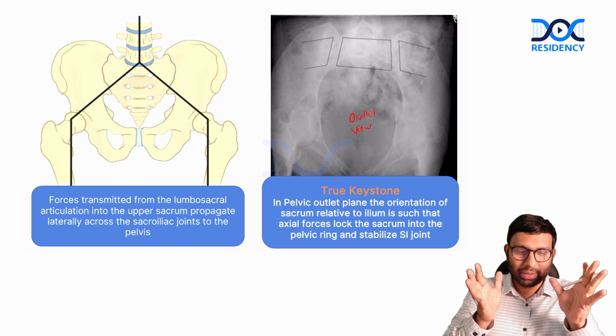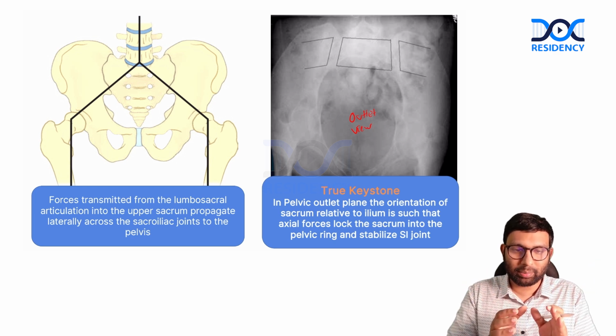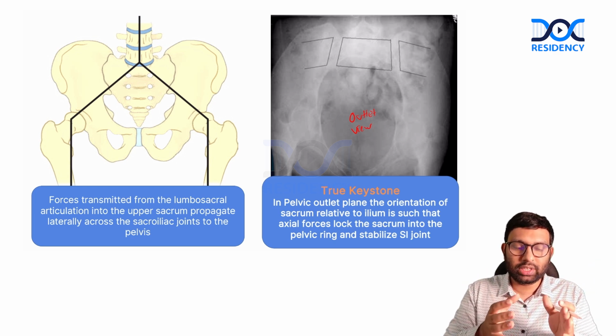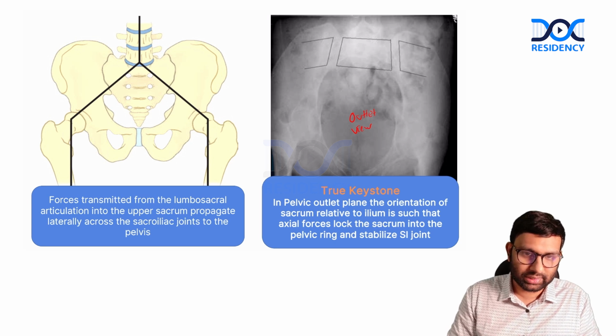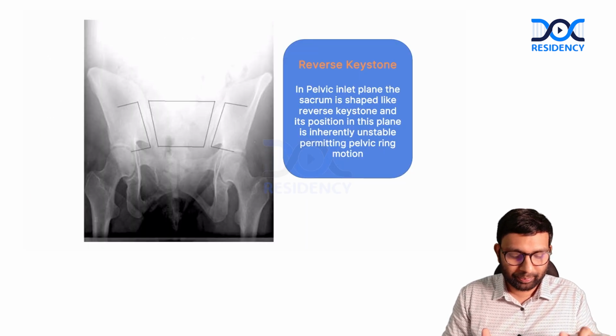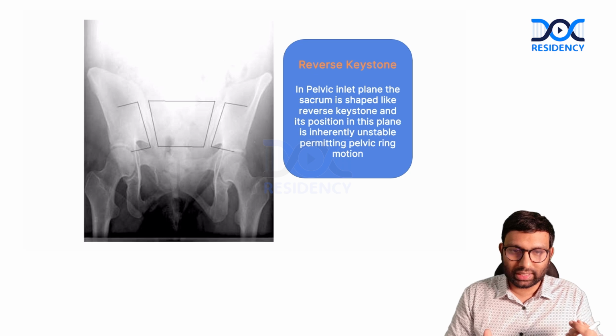And that is how your pelvis can remain stable, because the sacrum acts as a fixed keystone, a true keystone, and stabilizes all of these axial forces. So that's how it acts as a true keystone. How does it act as a reverse keystone? Now look at this pelvic inlet view.